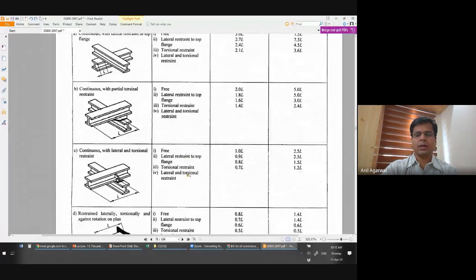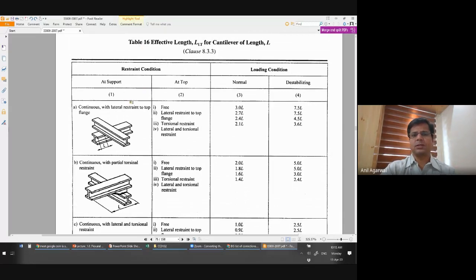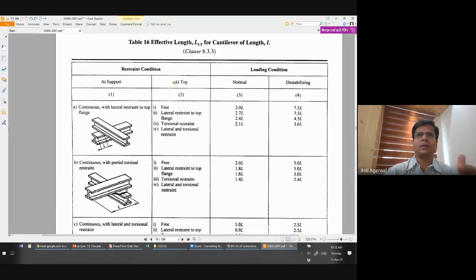Depending on what kind of constraints are applied, you can use different L values. The nomenclature in this particular table number 16 is a bit confusing. It says restraint condition, it says at support, and then it says at top. Basically what it means is that at support is where the lateral support is available, and at top is the farthest end of the cantilever, the free end of the cantilever. So that end is free for vertical movement.